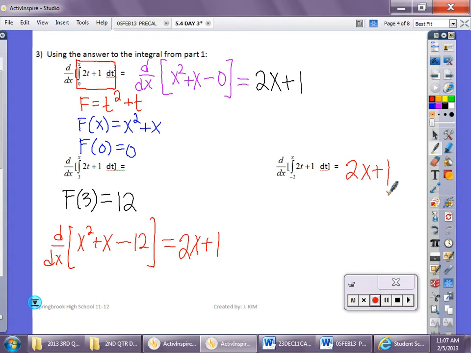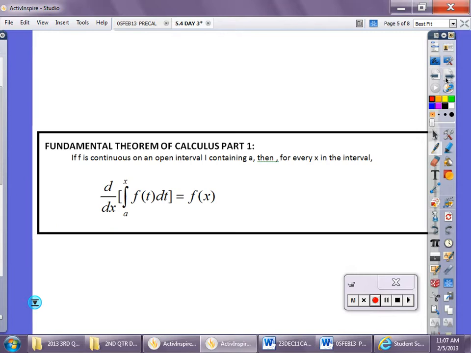So this is, in short, what the fundamental theorem of calculus 1 does for you. It starts to explain the fact that the derivative, in a sense, undoes the integral. So there's your fundamental theorem of calculus. It says that when you take a function that's continuous on an open interval I, containing a, that constant, for every x in the interval, you can do this to it. So it essentially says you can take the derivative of an integral from a constant to x of a function, and it'll just be f of x again.